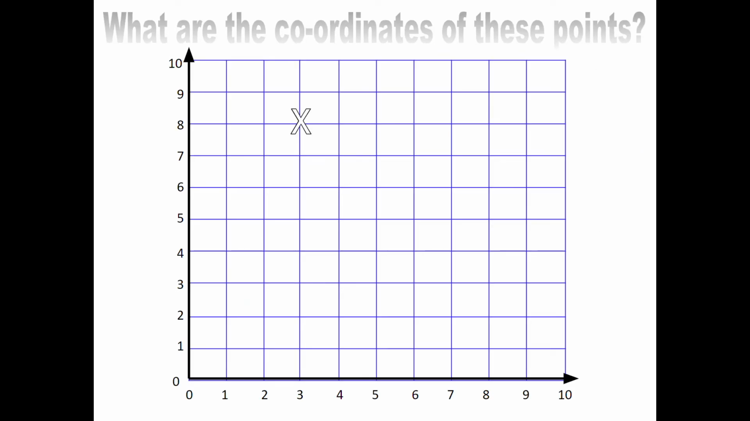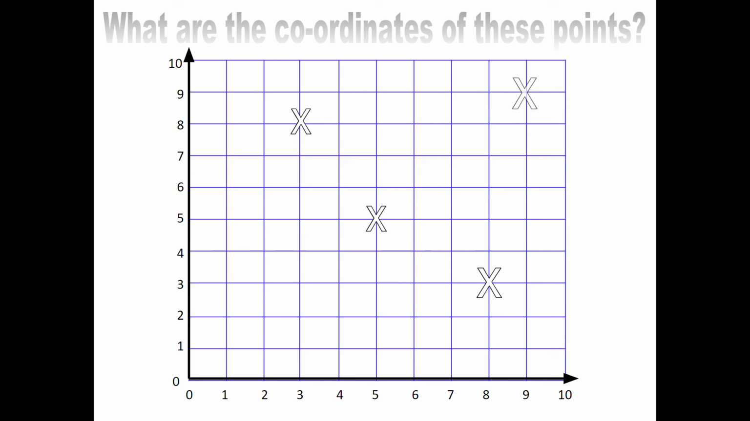What is the ordered pair for this point? Say it out loud. You went over 3, you went up 8. So the ordered pair is 3, 8. What about this one? You went over 8 and you went up 3. So the ordered pair is 8, 3. What about this one? You went over 5, you went up 5. So the ordered pair is 5, 5.